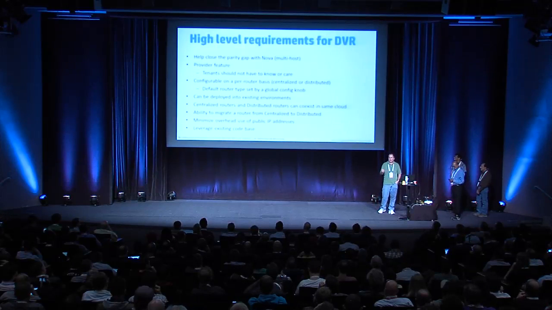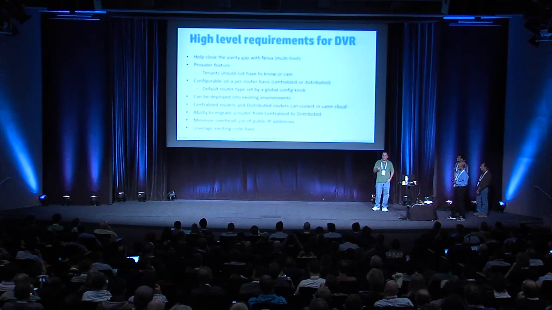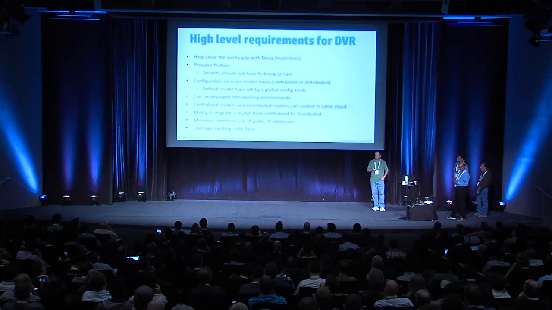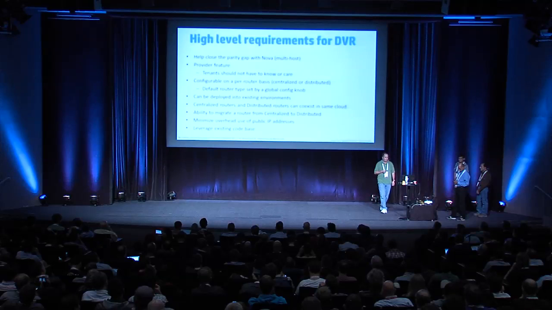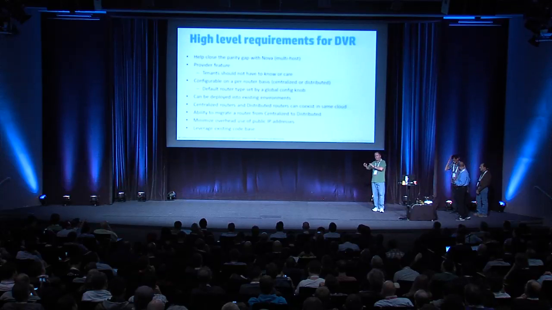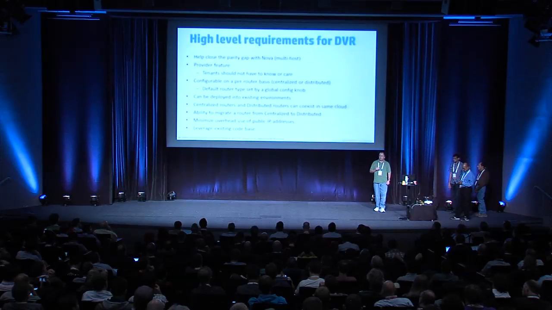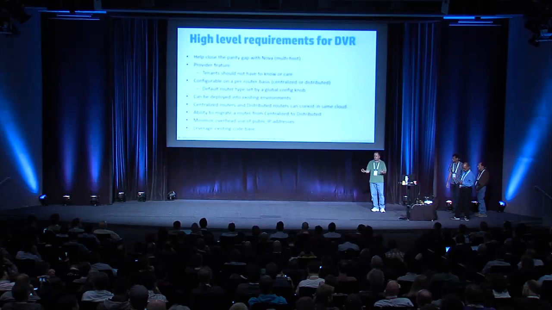We wanted this to be a provider feature. Tenants shouldn't have to know or care whether their routers are distributed or centralized. We wanted to be able to configure it on a per router basis with a global config knob that says what the default for the routers are. An important one, we wanted to be able to deploy this into existing environments. So you want to be able to take this DVR code, put it into an existing environment, and still have those existing routers function. And then you might want to turn on some distributed router functions. So you want to have centralized and distributed routers be able to coexist in the same cloud.